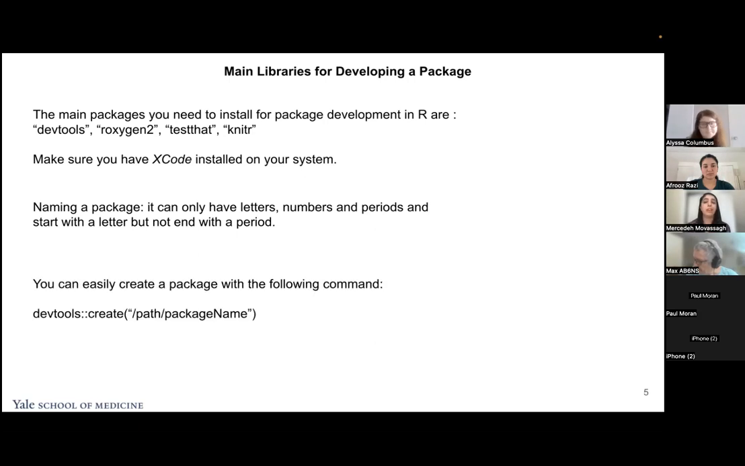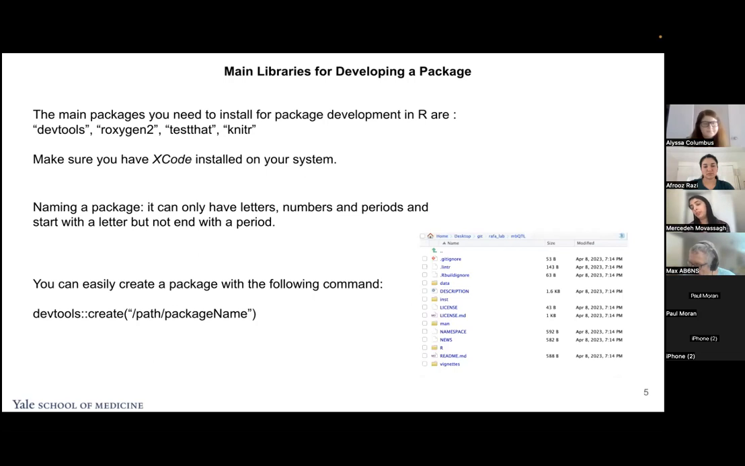And it's really a one-liner. So you can just write devtools create, the path to wherever you want your package to be made, and the package name. So this is just a look at one of the packages that we've developed. It does have various components, and I'll try to talk to you a little bit about them. But the basics are the description file, the namespace, the R code, and if you're using RStudio, it will have an R project. And I'll tell you a little bit about those.